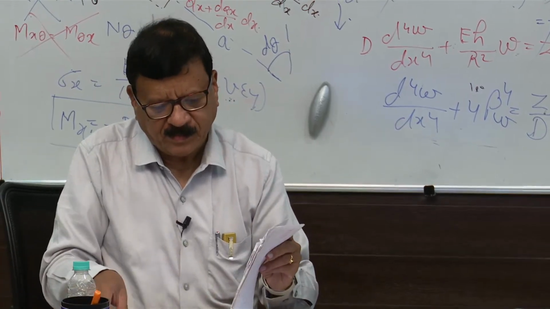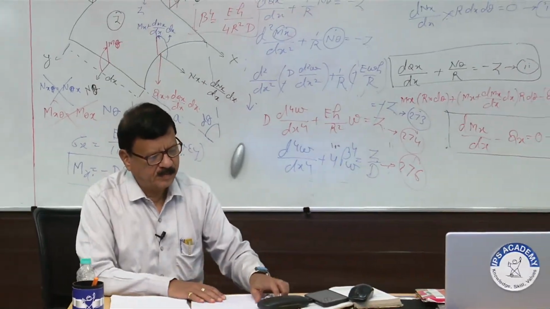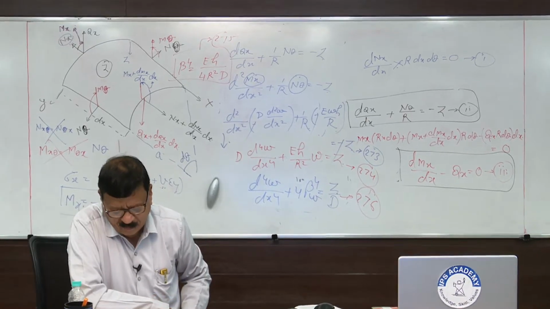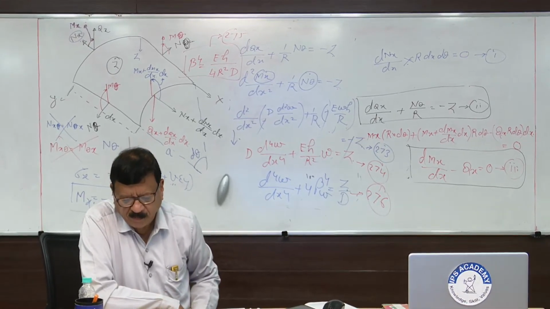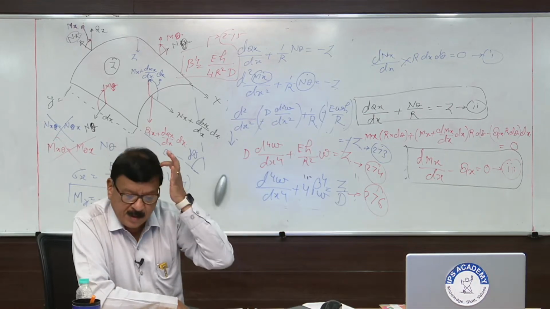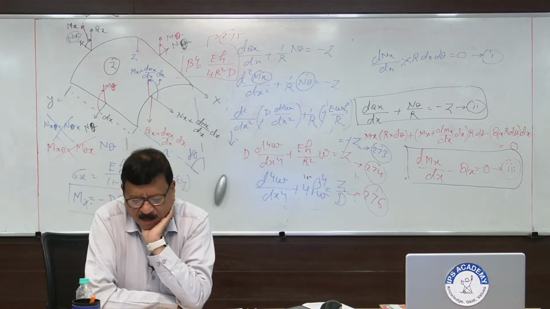d four w upon dx plus 4 beta, equation 40. Now let us come to the membrane theory. A small derivation for the membrane theory.